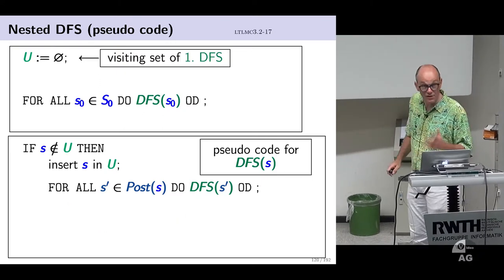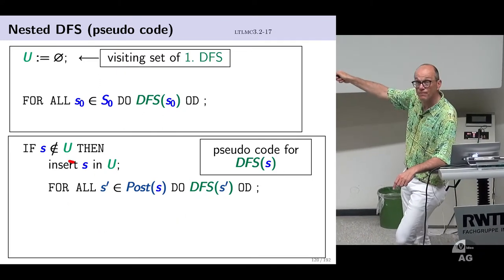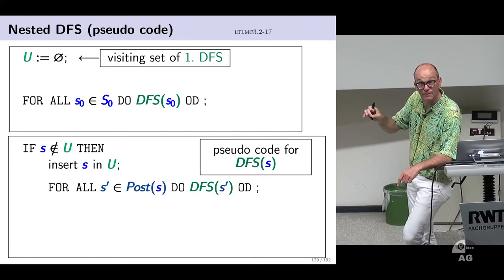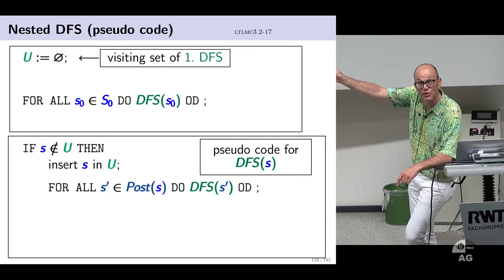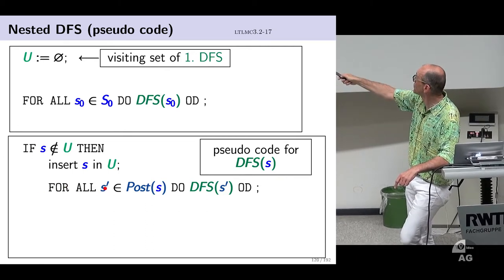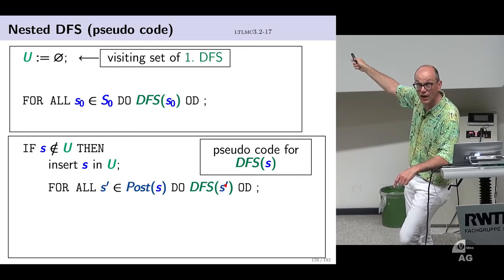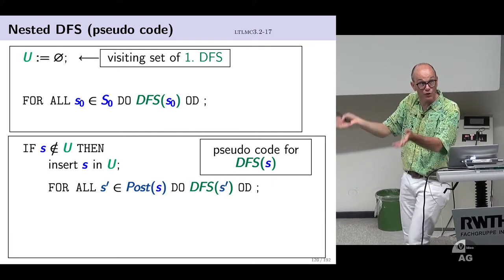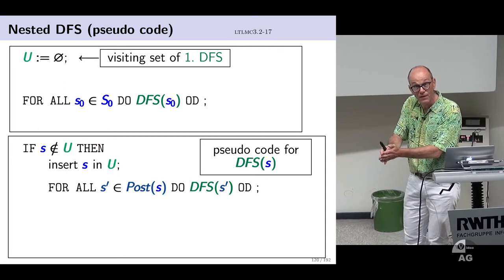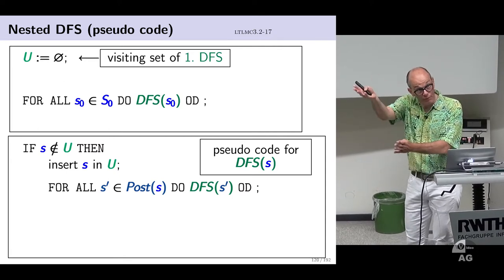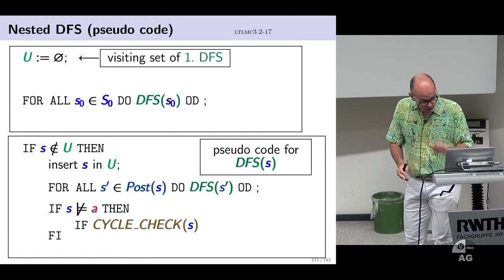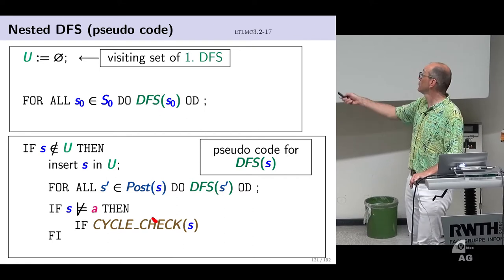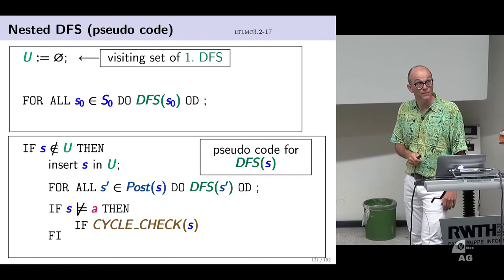So notice that this is important. I insert S. I'm not going to check whether S is a bad guy or a good guy. I'm only continuing the depth first search. Continuing the depth first search means I'm going to consider all its direct successors and continue the outermost depth first search. Now I have completed the outermost depth first search starting from S. So I come back, backtracking, in state S. Now I'm going to check, is this a bad guy or is this a good guy? If it's a bad guy, I invoke the cycle check, and otherwise I don't.